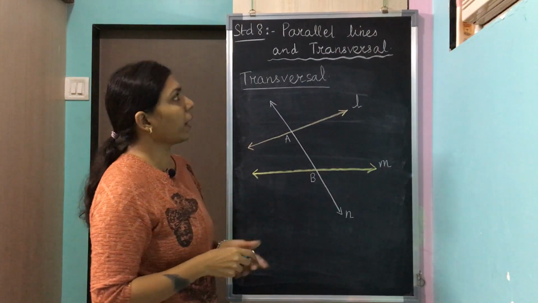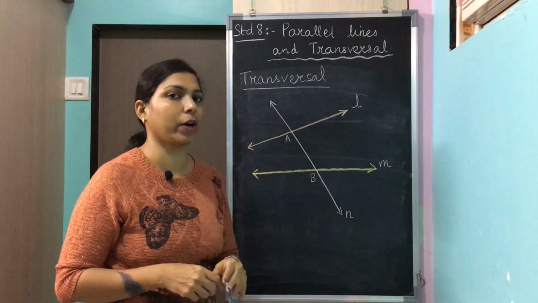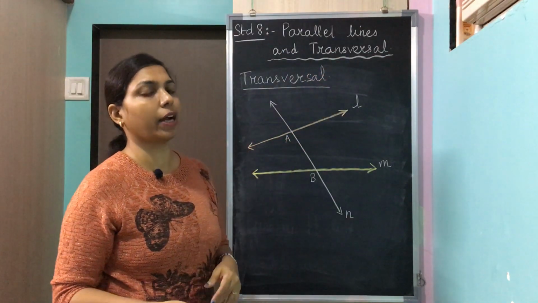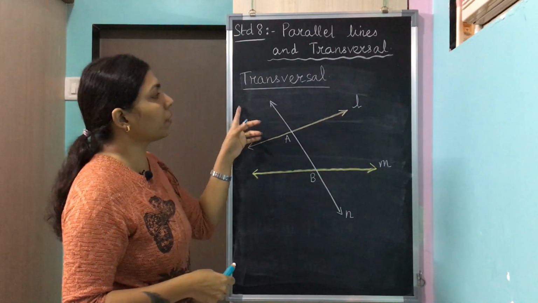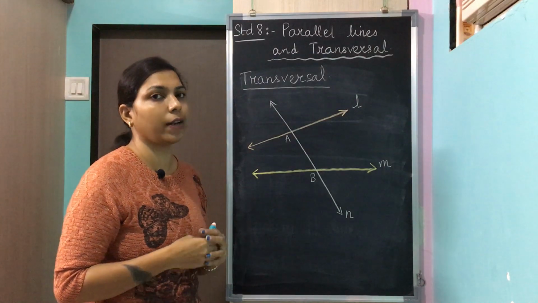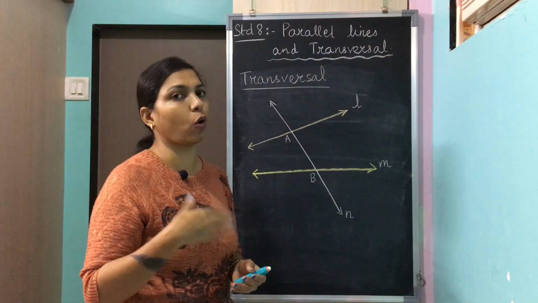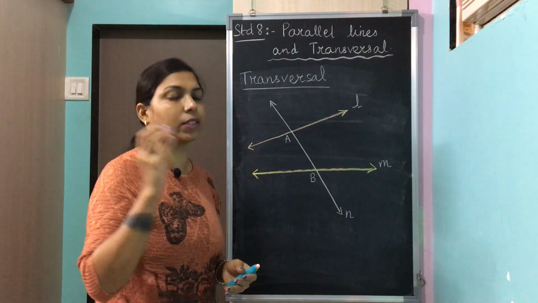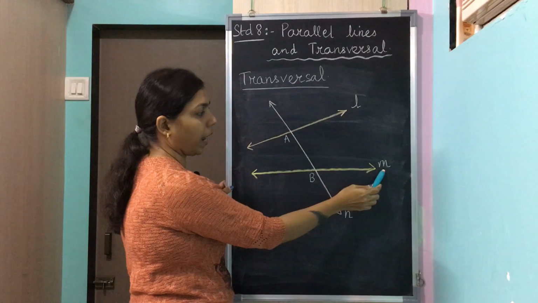Okay, now the next part of our lesson is transversal. You have already understood what parallel lines are. Now we will understand what you mean by the word transversal. Okay, so a transversal is a line which cuts two or more other lines in two distinct points. Okay, so here I have line L and line M.